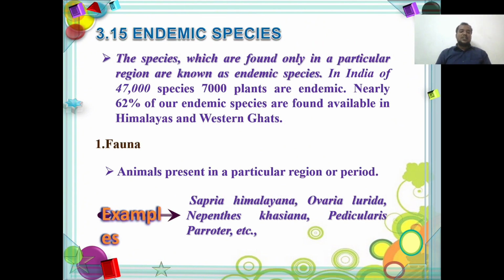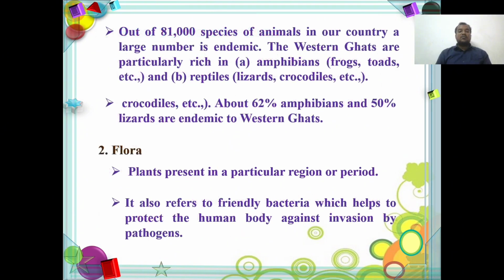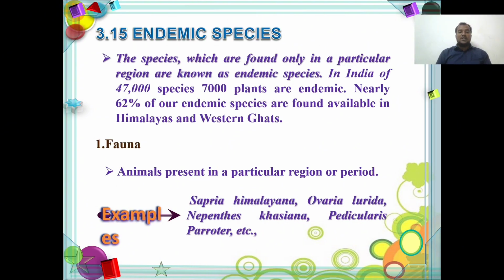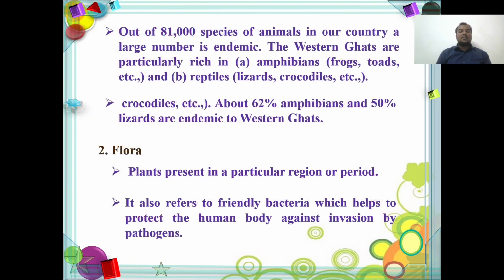Then endemic species. There are two types: flora and fauna. Fauna are animals present in a particular region only, and flora are plants present in a particular region only. So this is a simple example of flora and fauna.